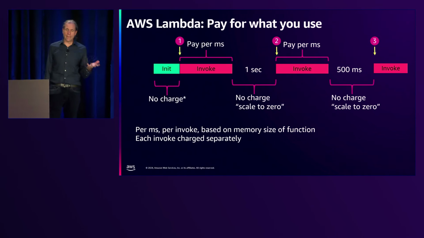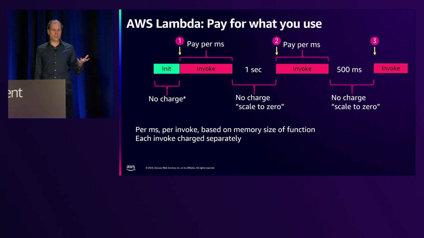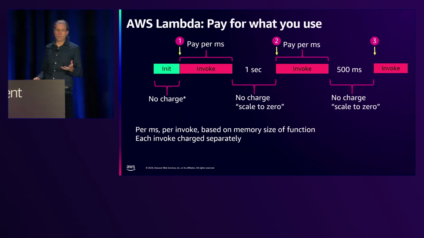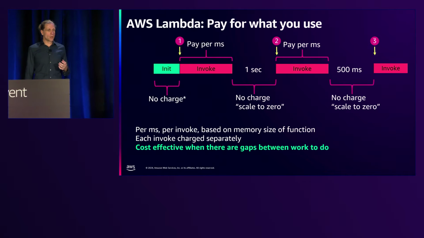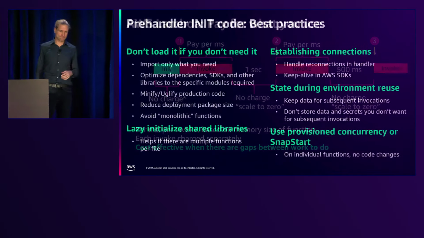You only pay for invoke for managed runtimes. It's based on a millisecond, based on the amount of memory of the function and the duration. Then you do actually pay for init when you're using a container image, an OS-only custom runtime, or when the init is longer than 10 seconds. So this is cost-effective to do when there are gaps from work to do.